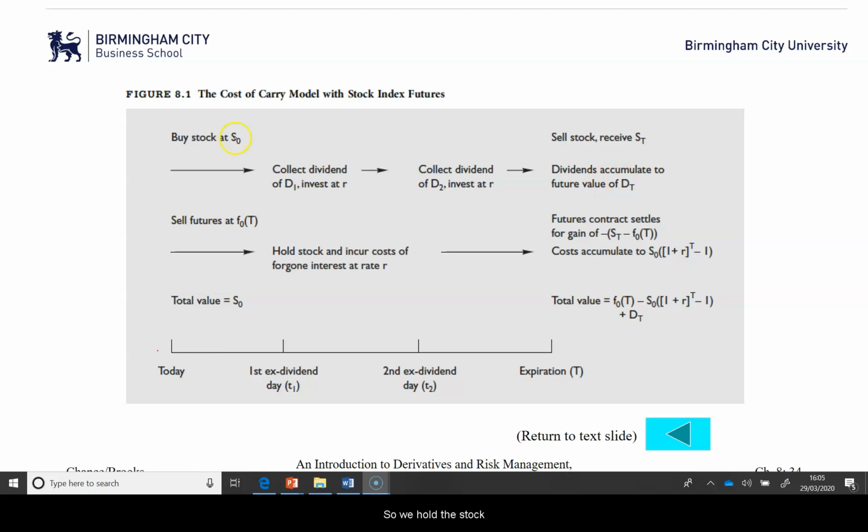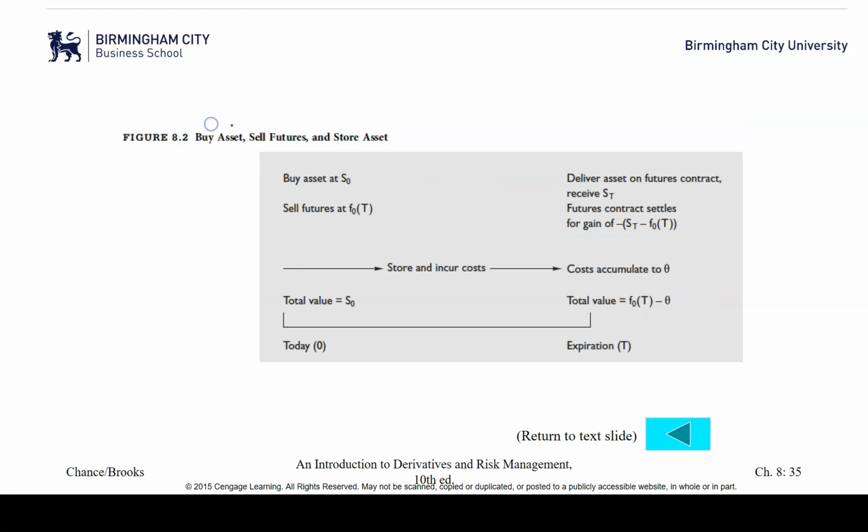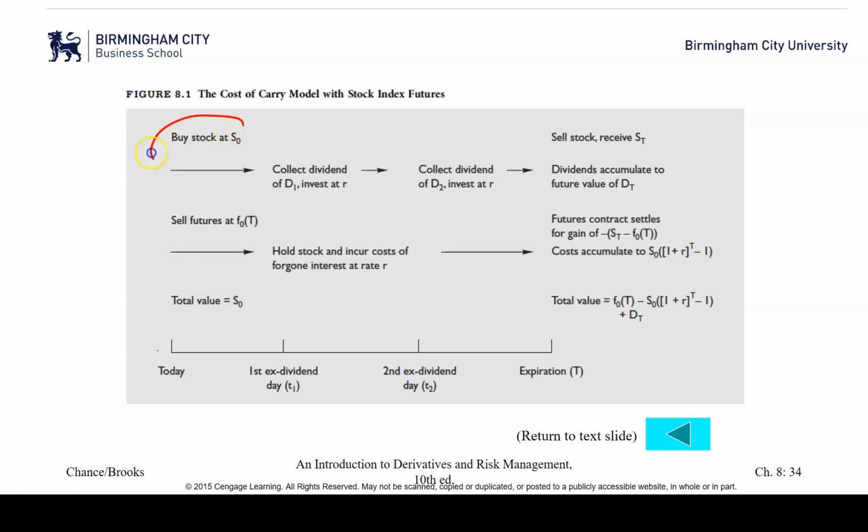So we hold the stock here, and we sell the future at the future price denoted here. Now we have a long position in the underlying and we have a short position in the future. Because we are holding the stock, we are foregoing the interest rate R here, because we could have earned this if we had invested the amount that we used to buy the stock. So that is our cost of carry.